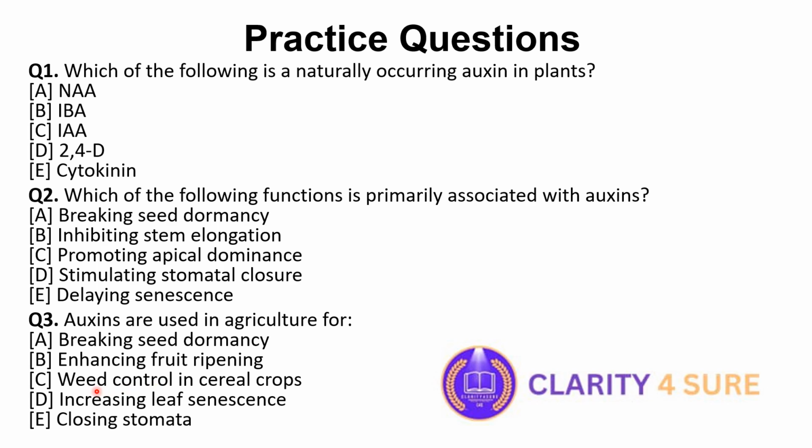Third question says, Auxins are used in agriculture for, first is breaking seed dormancy, second is enhancing fruit ripening, third is weed control in cereal crops, fourth is increasing leaf senescence, and fifth is closing stomata.